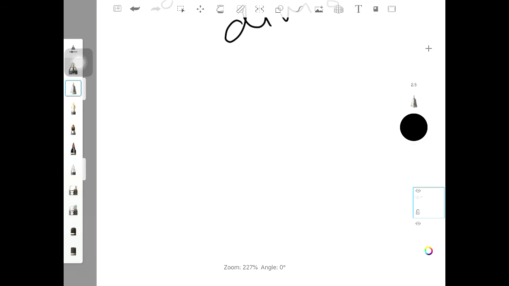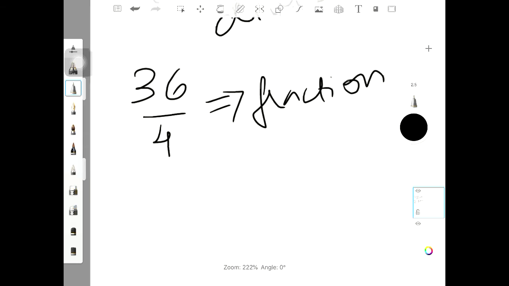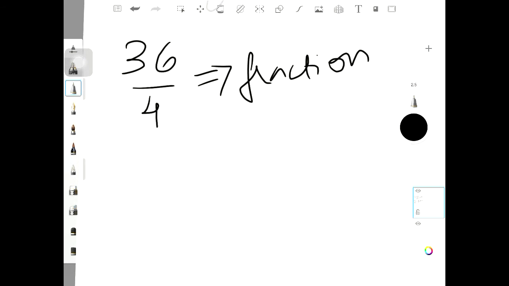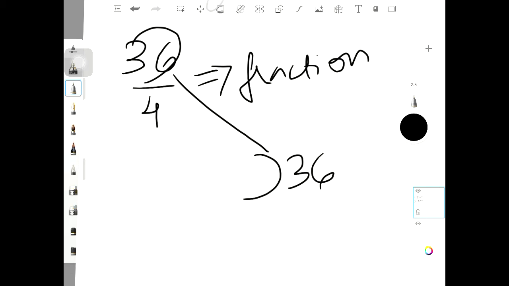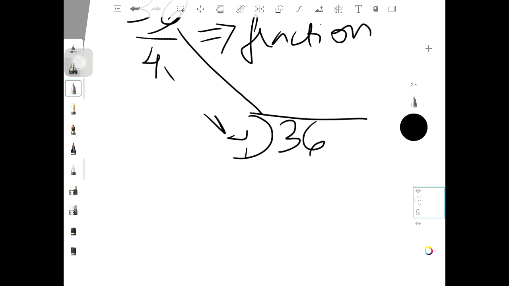Alright, so let's say you have a number, let's say 36 divided by 4. This is how we represent numbers in fractions, or something divided by the other. So this is pretty simple. What you have to do is take the bigger number, write it down, and draw a C and a dash on top, and put the smaller number and write it over here. So we have 4 divided by 36.